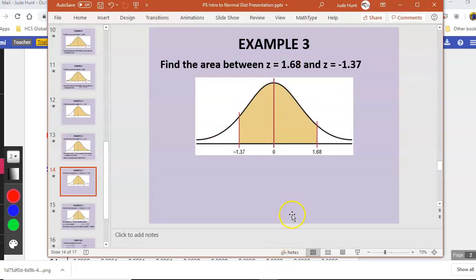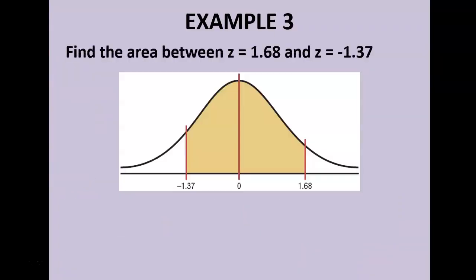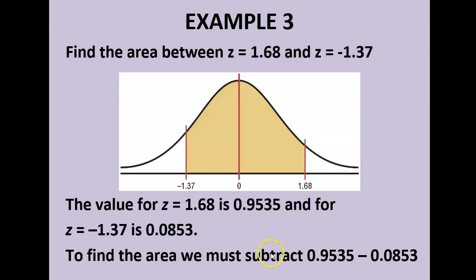and my other value was 0.9535. So we're going to take those two values and subtract them. Again, we looked up 1.68, we got 0.9535. We looked up -1.37, we got 0.0853. So we subtract these two to find the area between them. So our area is 0.8682.